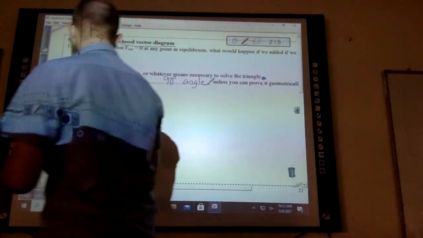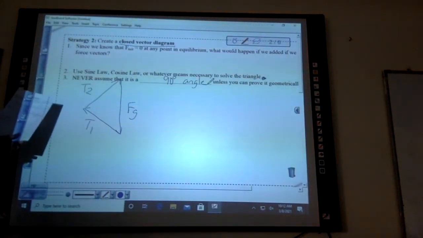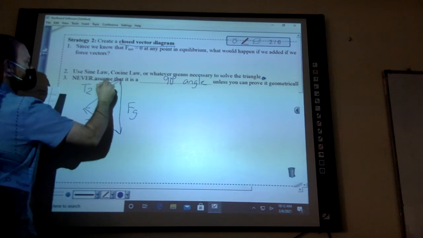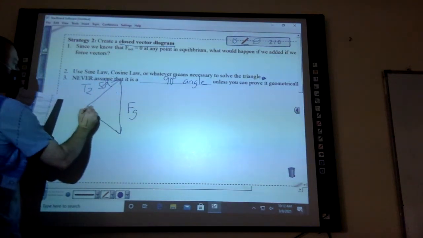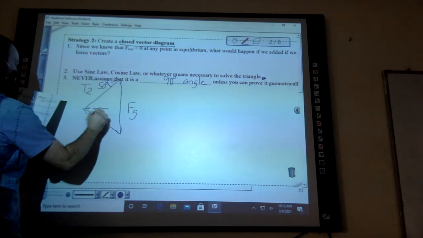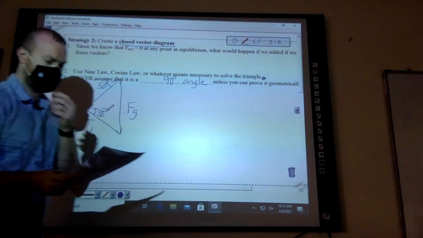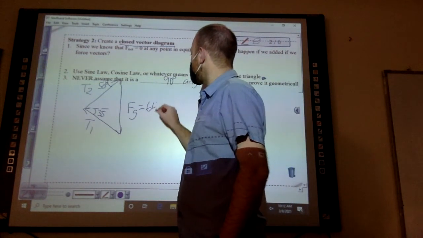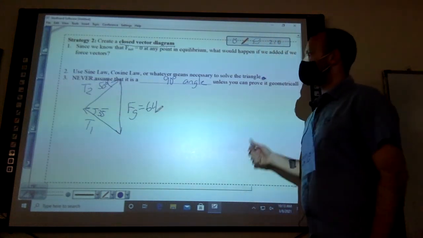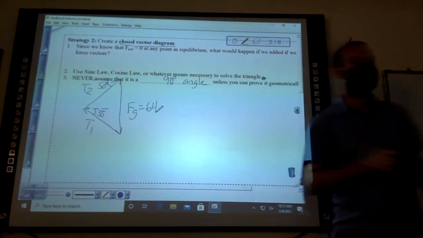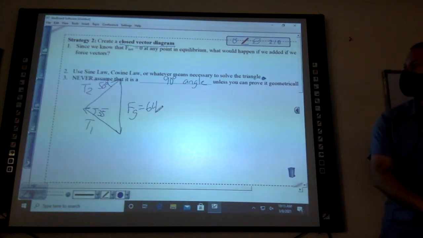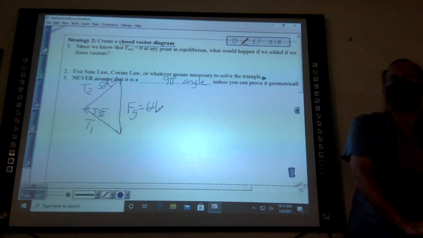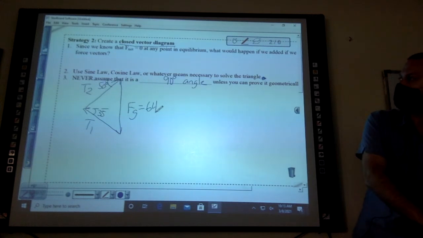So let's try this. Based on the diagram from the first page, we know this is 50 degrees. We know this is 35 degrees. And we know FG over here is 64. We're looking for T1 and T2. Thinking all the way back to the trig method, what was the first thing we needed to try and do with something like this? Z rule would definitely help us for this. How would the Z rule help?